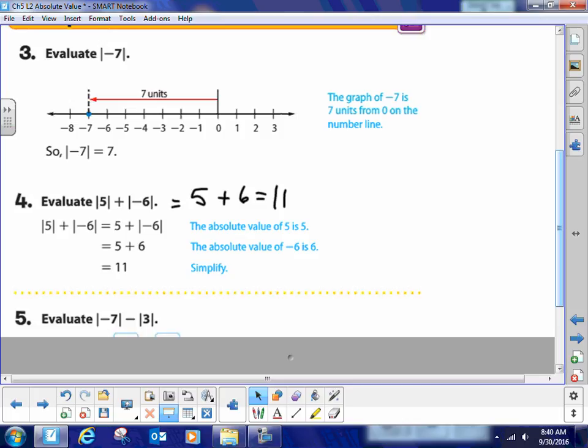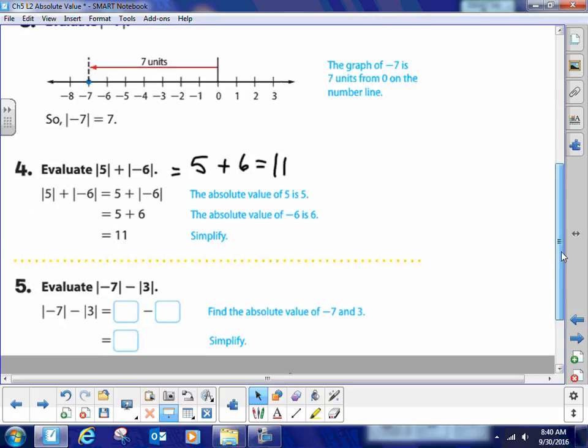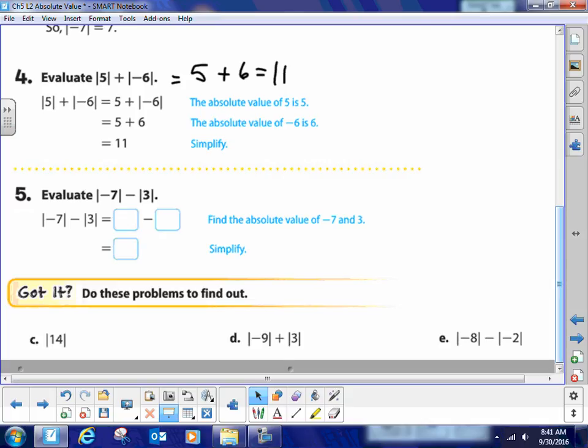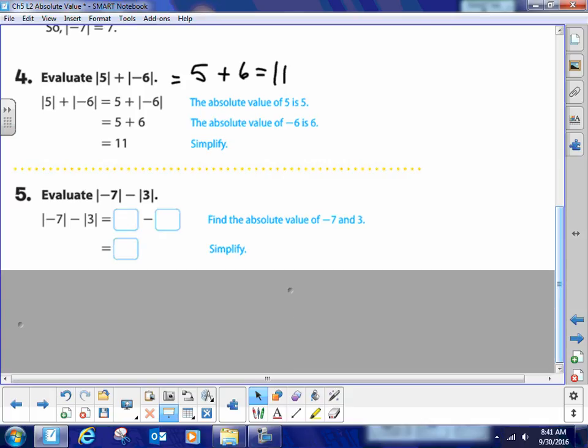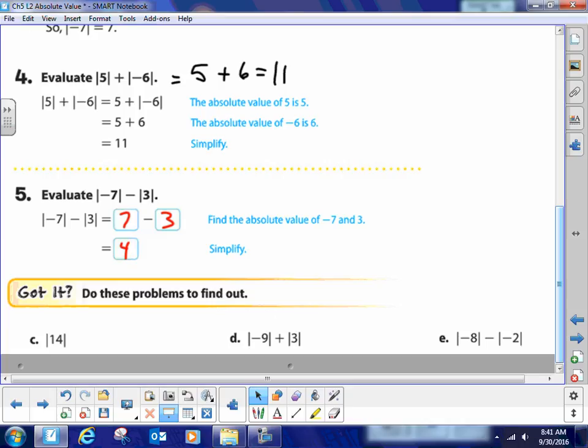Nothing heavy. Okay, here you go. Evaluate the absolute value of -7 minus the absolute value of 3. All right, absolute value of -7 is 7. The absolute value of 3 is 3. 7 minus 3 is 4. Ta-da! Okay, nothing shocking. The only thing you got to remember is it makes numbers positive. Don't overthink this. Okay?